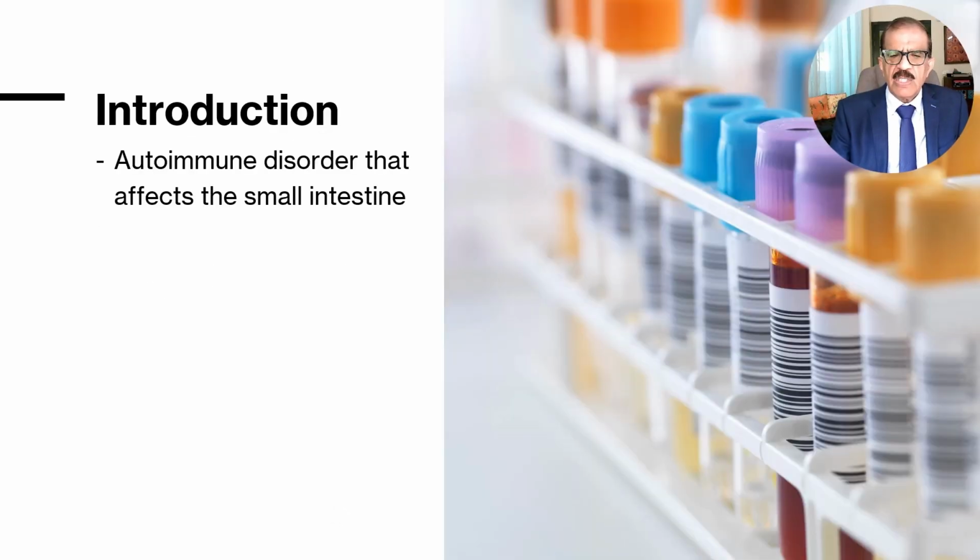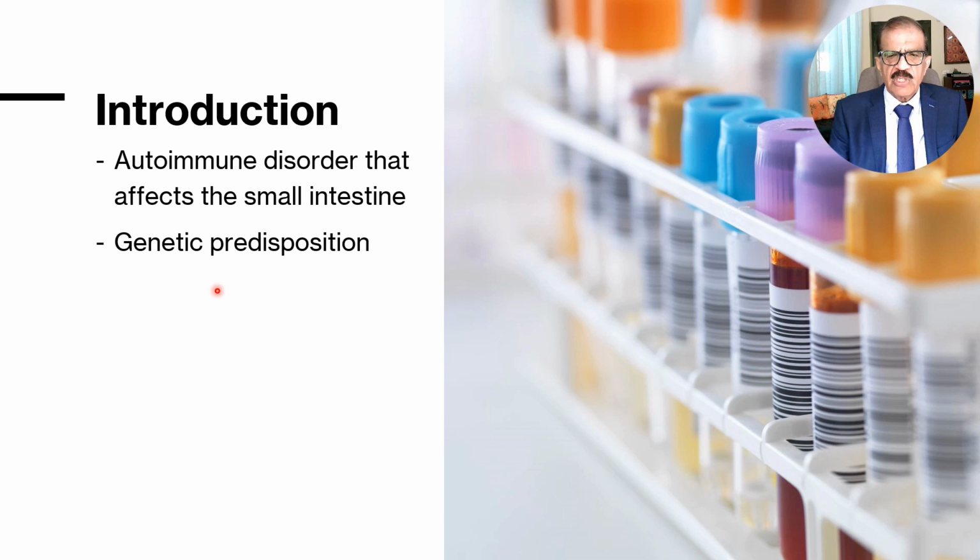So the introduction: it is an autoimmune disorder, but very selective. It doesn't affect the entire body like many other autoimmune diseases do. It is triggered by a specific protein and affects the small intestine. There may be some specific receptors or proteins in the small intestine, especially the duodenum and jejunum, and also part of the ileum, where this autoimmune phenomenon destroys the mucosal lining of the gut.